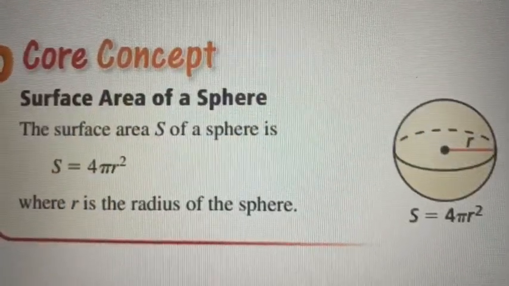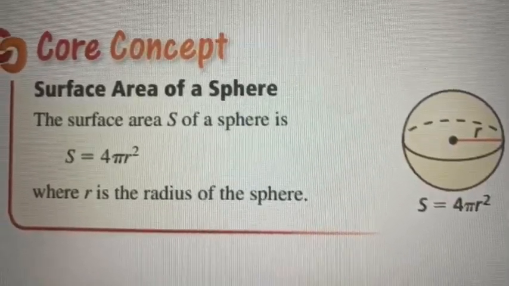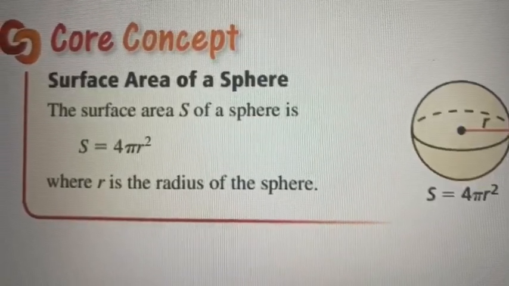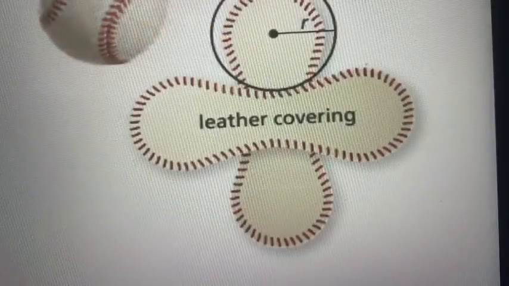All right, to find the surface area of a sphere, surface area equals 4 pi r squared, where r is the radius of the sphere. Well, let's look at how we come up with the 4.